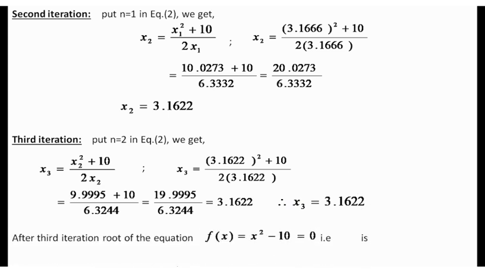So, after third iteration, root of the equation f of x is equals to x square minus 10 is equals to 0, that is, root 10, is x is equals to 3.1622. This is the final answer. I hope you understood.